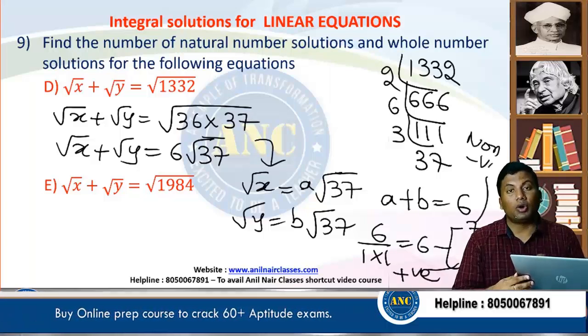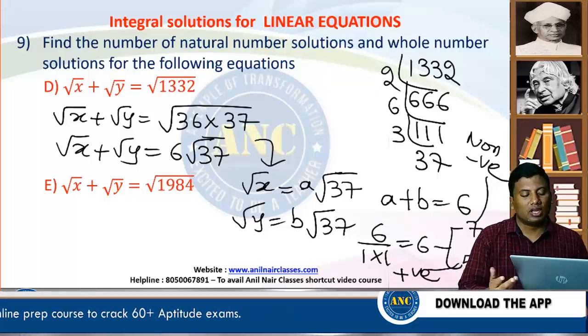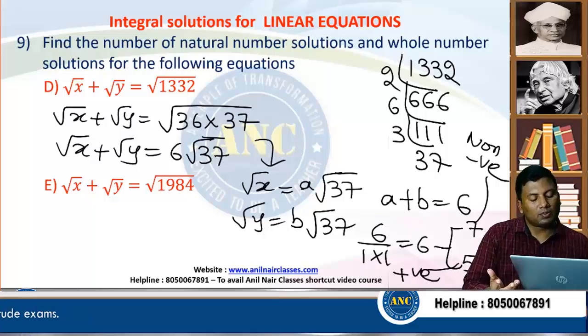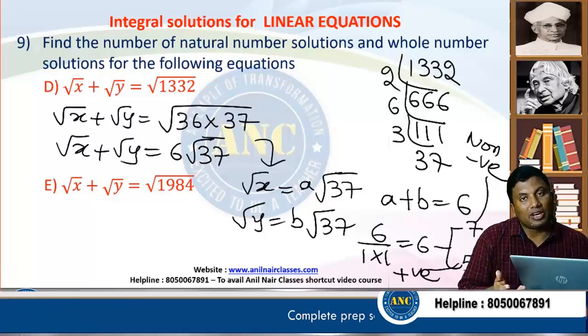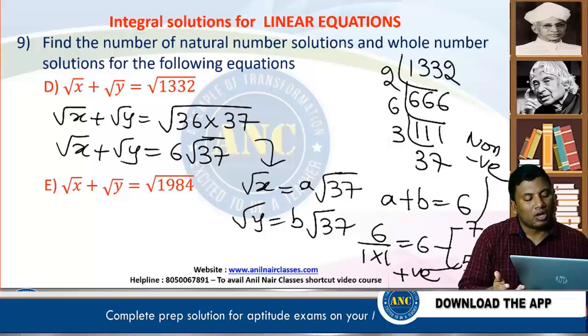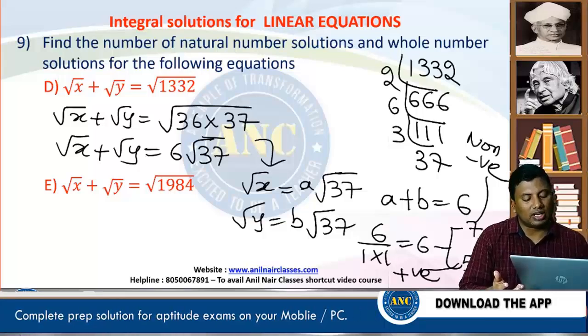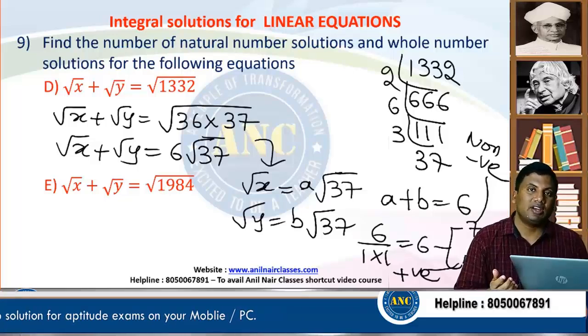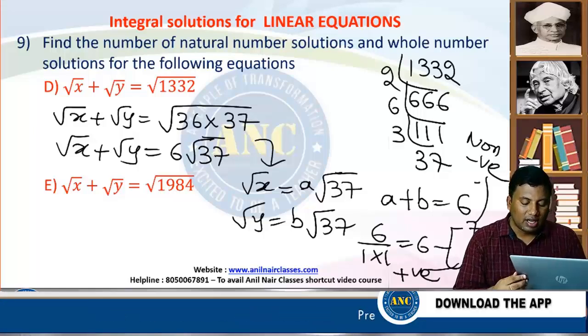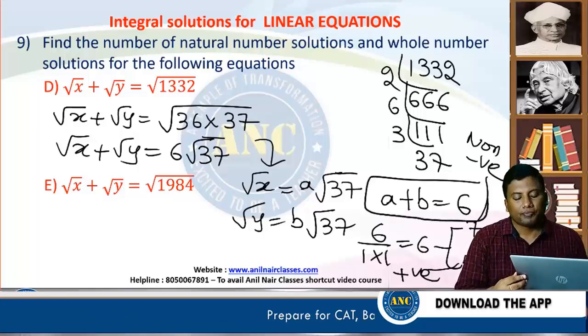Idea clear? Don't get scared when you look at a new question. It is a very easy question if you understand the logic. Root x plus root y is root of 36 into 37. Root 36 is 6. Root x plus root y is 6 root 37, right? Root 37 is there on the right hand side. So root x is a root 37, root y is b root 37. A plus b is 6.